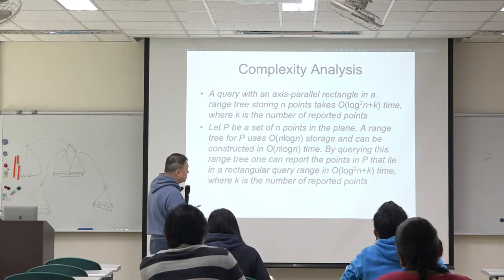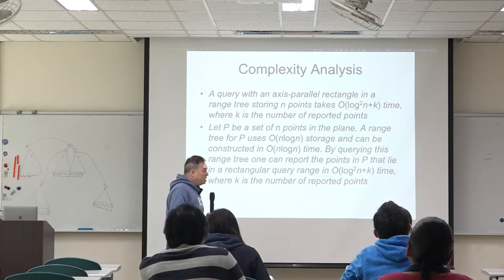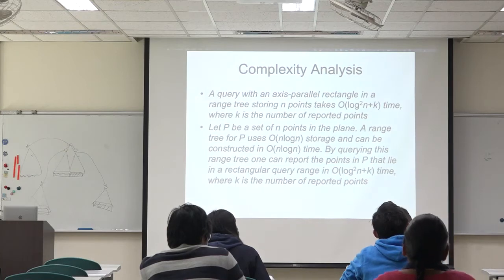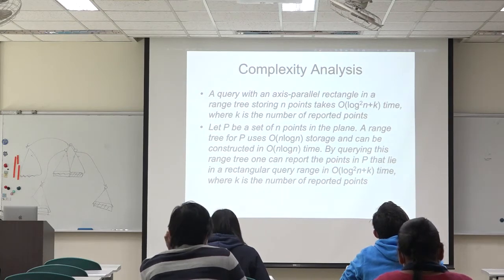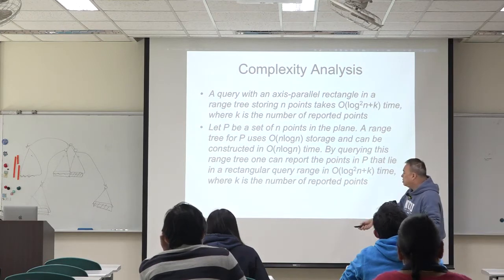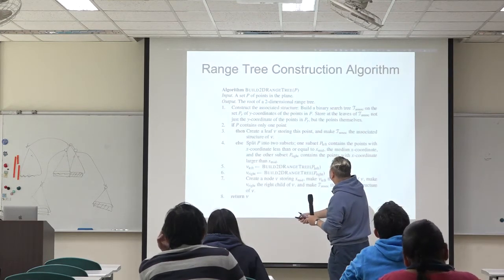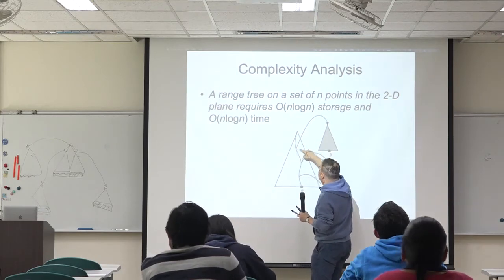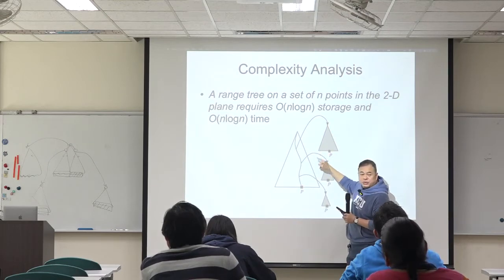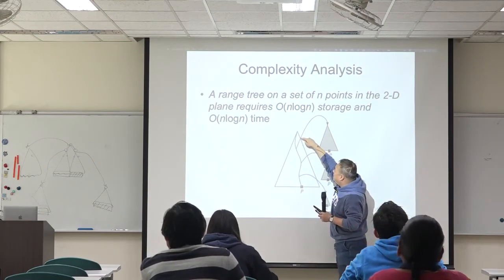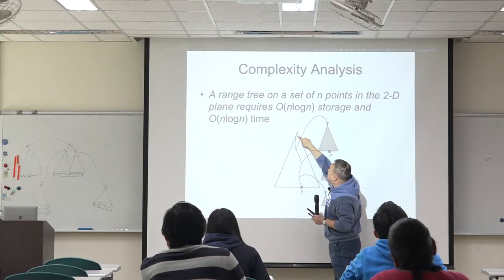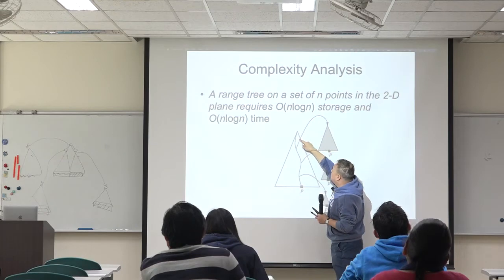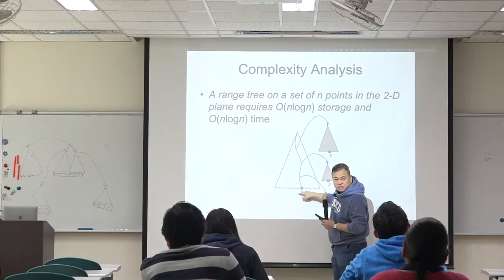Why is it log n squared? Because it's going to be log n times log n. For each level, you may need to do a 1D range query again, right? So in the worst case, this path will take log n, right?